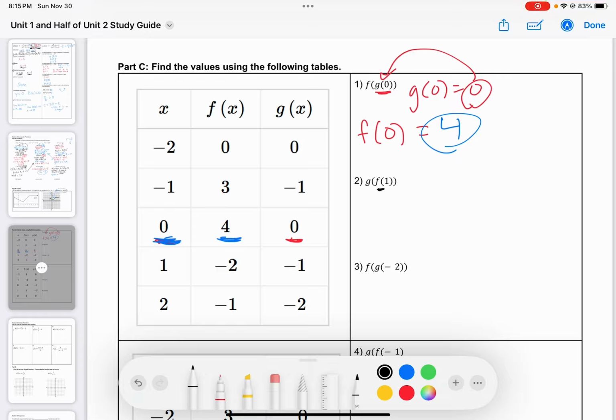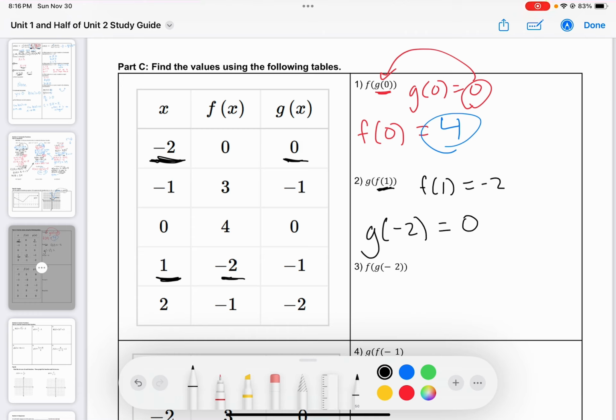On this one, our input is the f of 1. So let's find the f of 1. It is -2. F of 1 is -2. So now my -2 becomes the input to g. When I input -2, what's the output? It is 0. So the g of -2 is equal to 0.